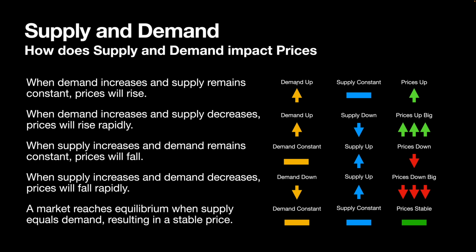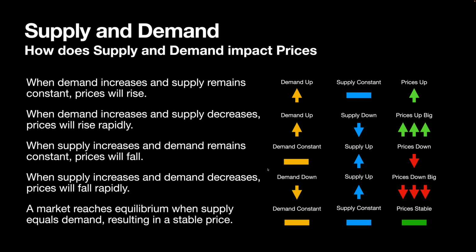Let's go through them again. Demand up, supply constant, prices go up a little bit. Demand up, supply down, prices go up big because there's a huge imbalance. Demand constant and supply up, prices will go down a little bit. Demand down and supply up, prices will go down big. And when demand is constant and supply is constant, you have stable prices.